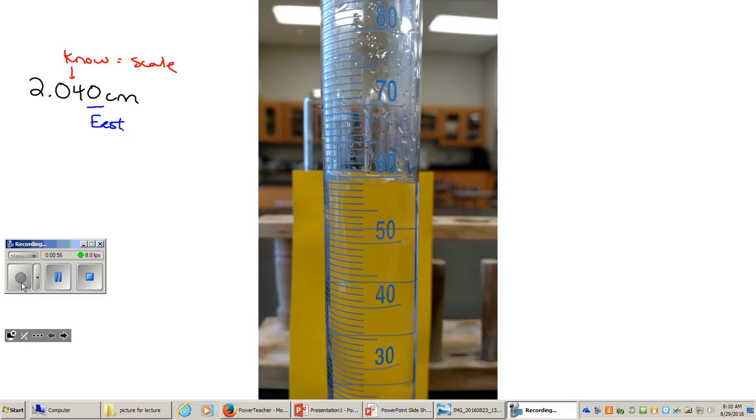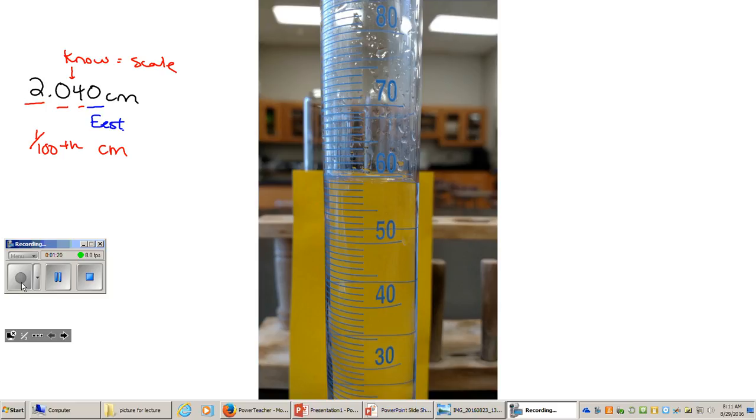We know that this tool has a mark for every, let's see, this is the ones place, this is the 1/10th, this is the 1/100th. So this tool has a mark for every 1/100th of a centimeter. So the number of decimal places that you record in a measurement is extremely important because it's telling us about the quality of the tools that we're using.